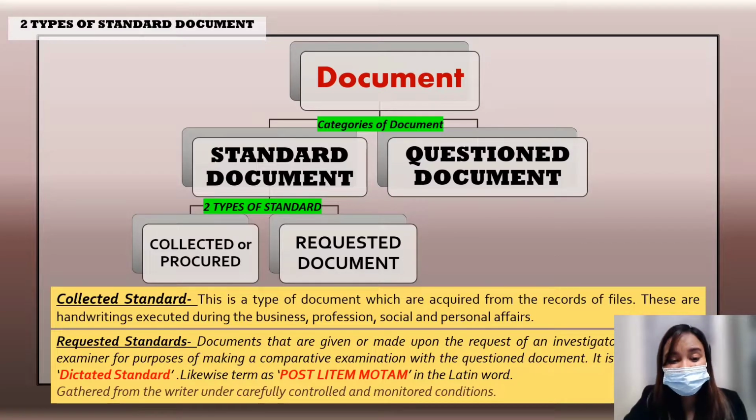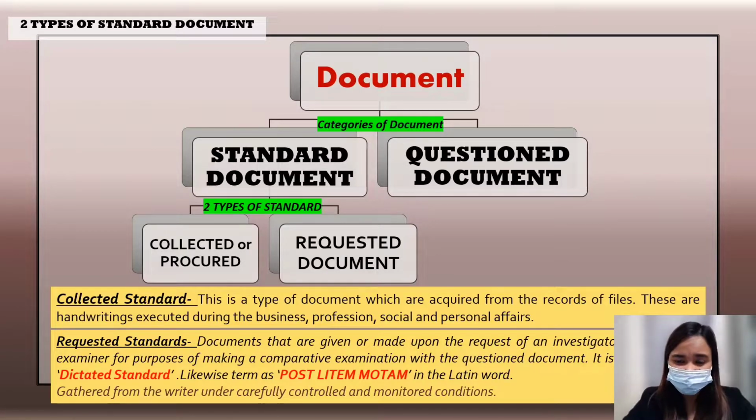Next, second type. We have the requested standard. These are documents that are given or made upon the request of an investigator or document examiner for the purpose of making a comparative examination with the questioned document. It is also known as dictated standard, likewise termed as post litem motum in the Latin word. So, gathered from the writer under carefully controlled and monitored conditions.